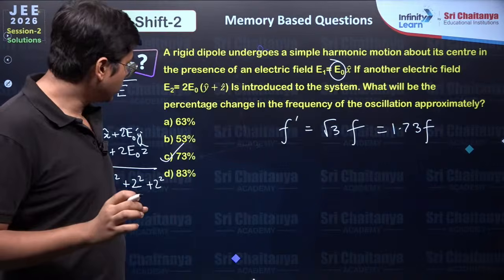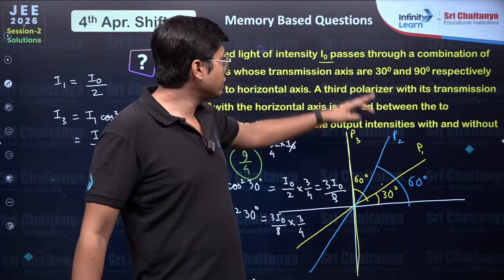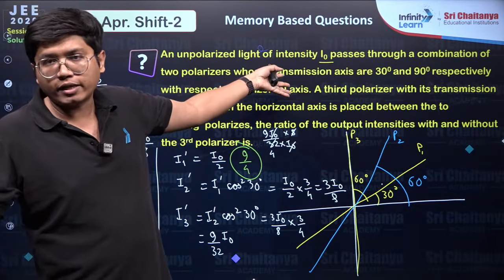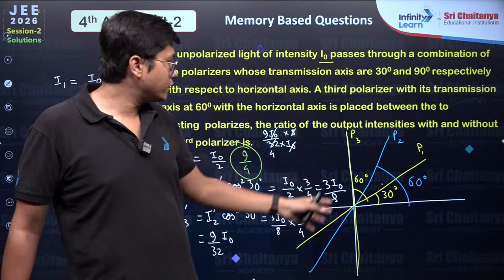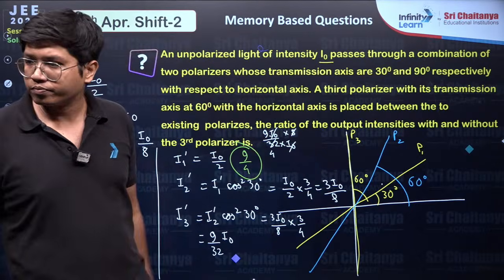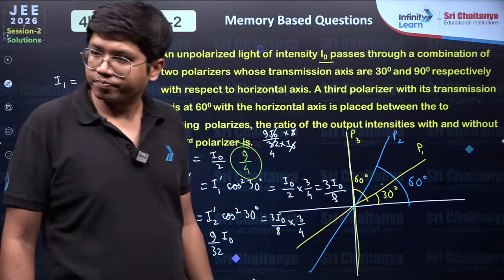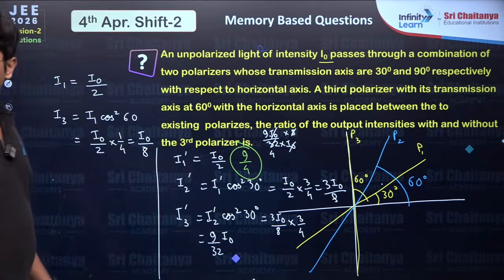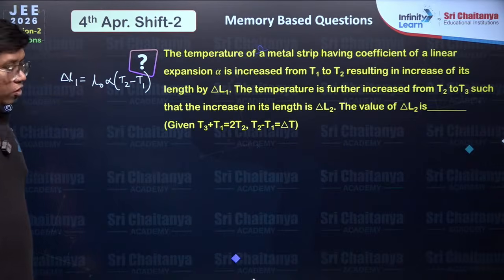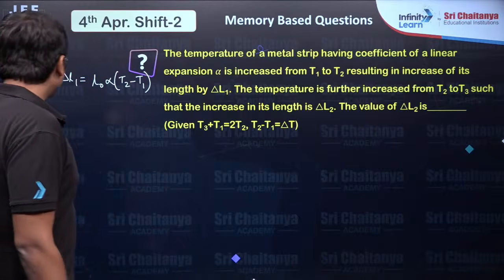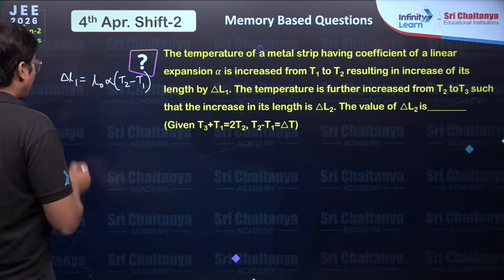First it passed through 30. Yeah, but the first one's job is just to polarize it, from unpolarized to polarized. It will always be I naught by 2, Raja. First one is always just unpolarized to polarized. That's it.